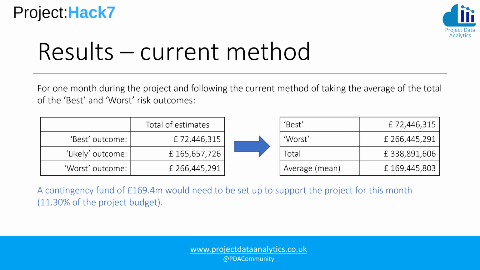Just a reminder of the current method, which is just taking 2 averages, the best and the worst. In that case, the contingency fund of 169.4 million was necessary to set up a support for the project for one particular month. And this is to cover 50% of the risk exposure. So 169.4 million for 1 month.